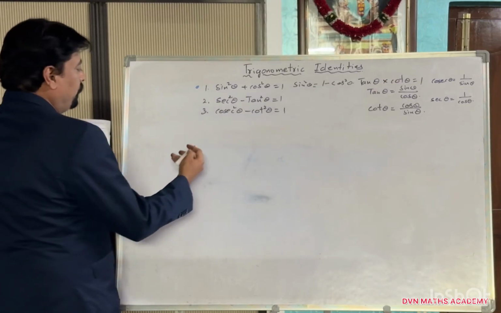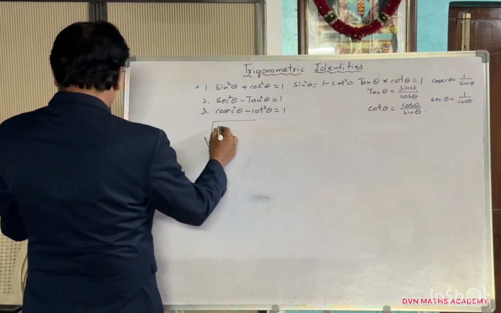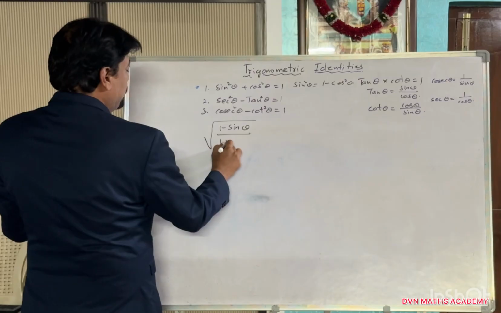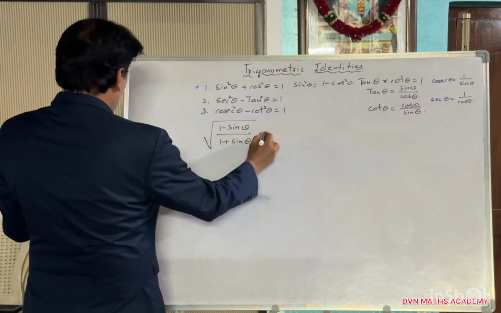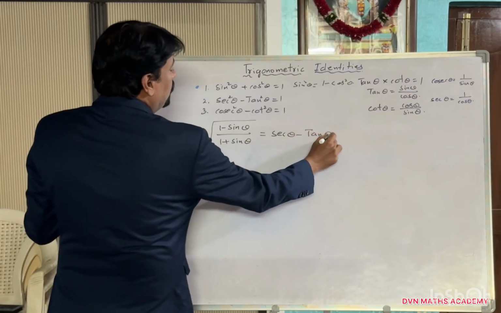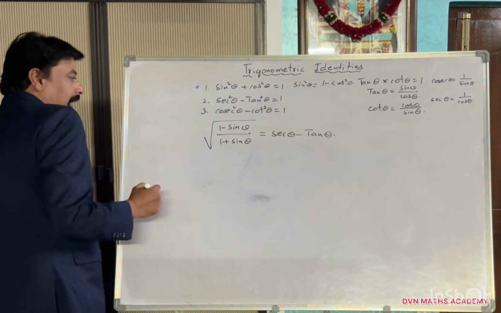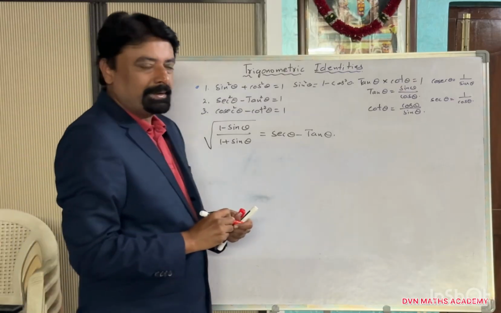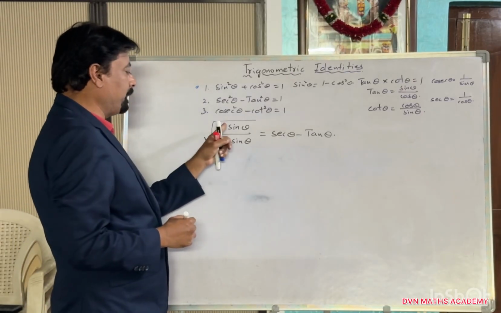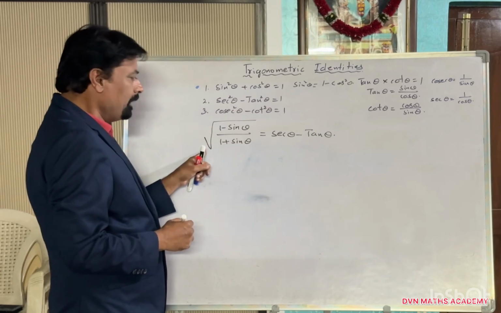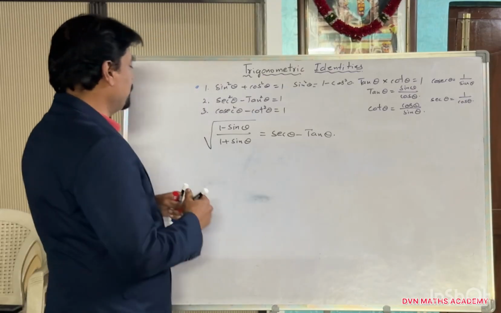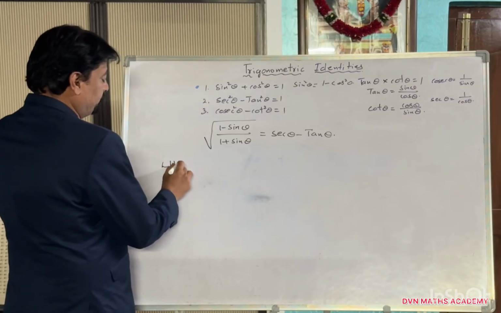prove that under root of 1 minus sine theta by 1 plus sine theta is equal to sec theta minus tan theta. LHS is in sine terms and RHS is in sec and tan terms. Here I require to prove this one is equal to this one. So the question is prove that the root of 1 minus sine theta by 1 plus sine theta is equal to sec theta minus tan theta. So here I want to go for the LHS.